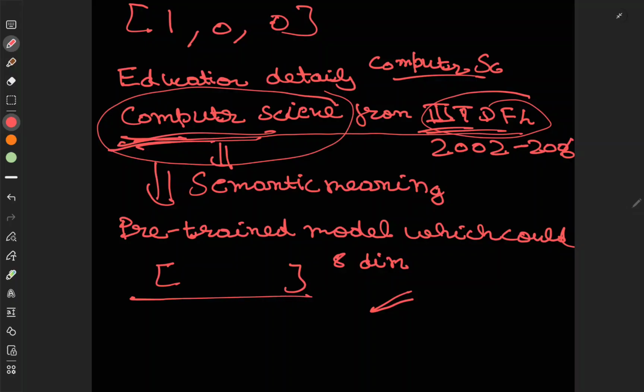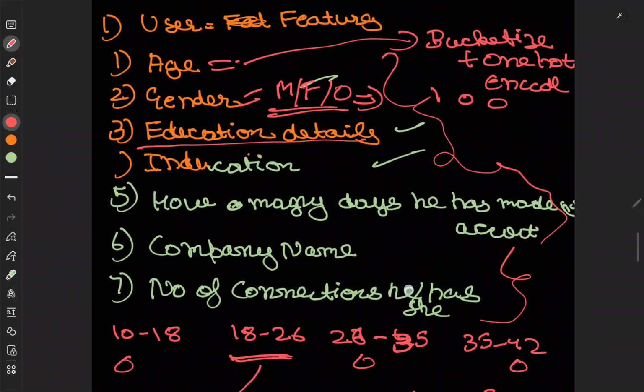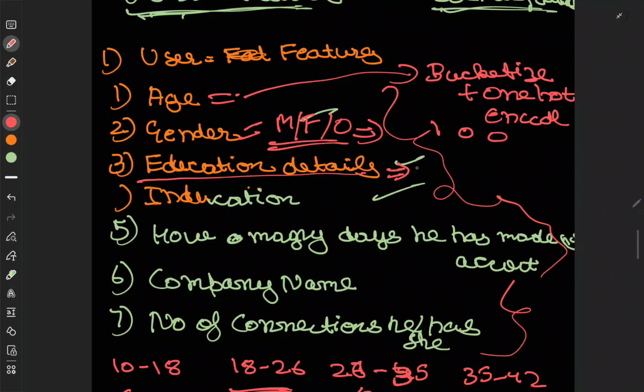Now, what pre-trained model can you use? Simply, you can use a model like Sentence-BERT, or some open source model by OpenAI. You can directly use that to convert them into an 8-dim vector. So let's say the education details could be represented using an 8-dim vector, which is coming from a pre-trained model. So you don't have to train anything here.